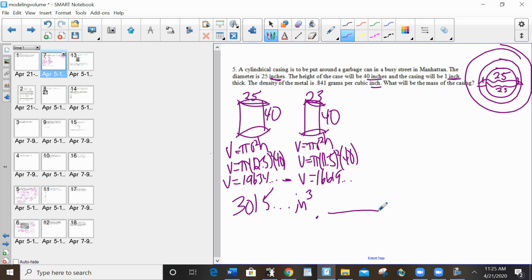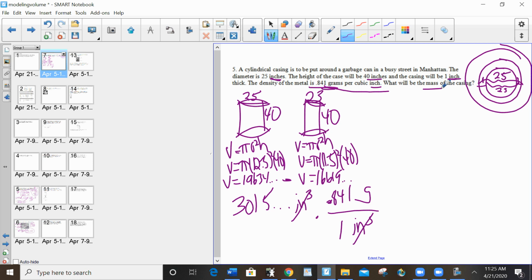It's time to start unit analysis. I see grams per cubic inch. So cubic inch goes on bottom, grams goes on top. It's 0.841 grams for 1 cubic inch. Now I have grams. It's asking for mass. Mass is grams. Is there any quantity? Is there any percent? No.